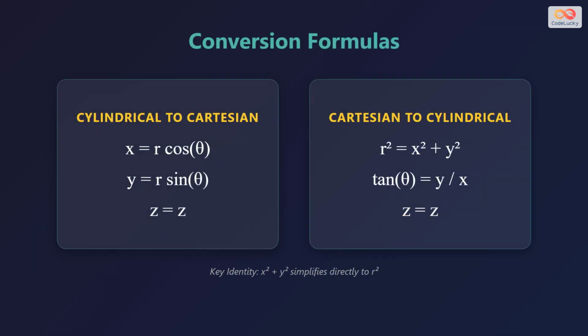To convert between systems, we use these standard formulas. To go from cylindrical to Cartesian, x equals r cosine theta and y equals r sine theta. Conversely, to find r squared, we simply add x squared plus y squared. This identity is the key reason why cylindrical coordinates are so effective for circular regions.